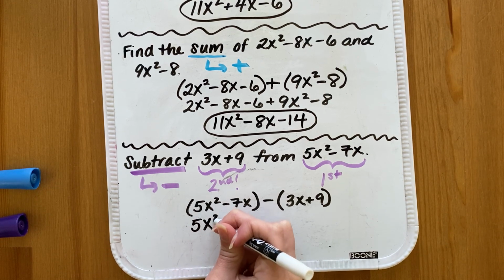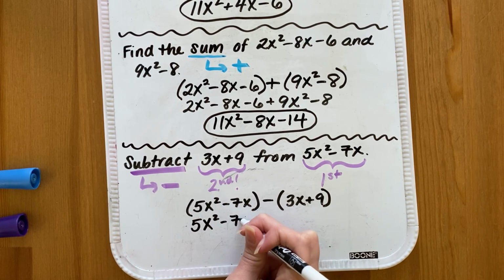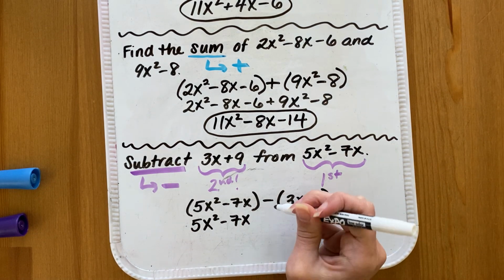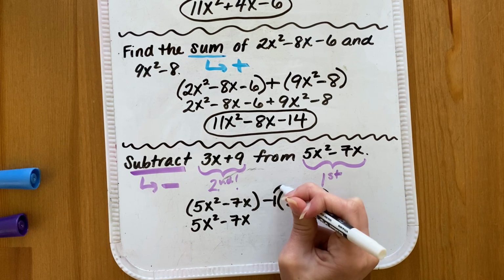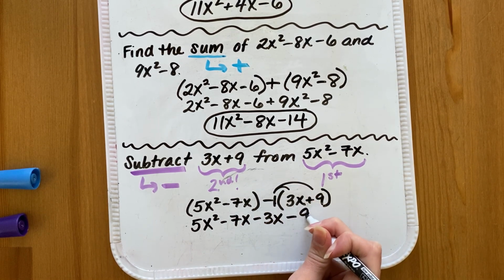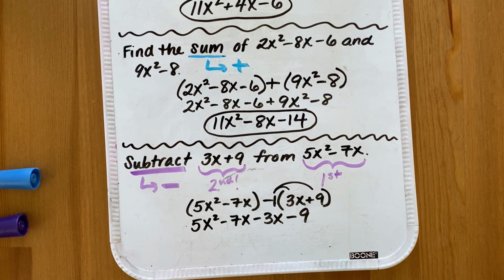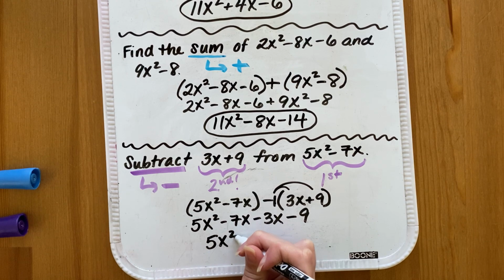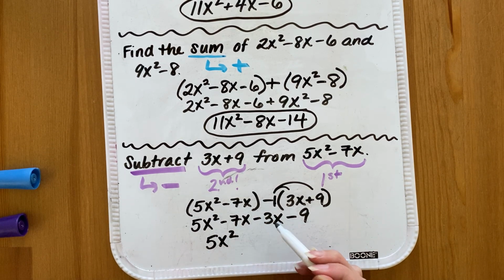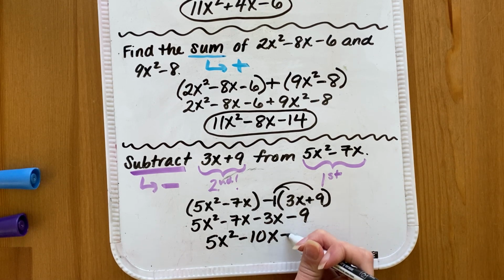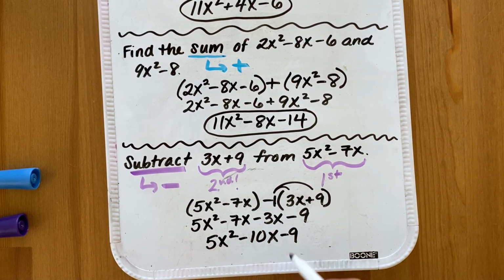All right, similar to our other subtraction example, I'm going to bring down the first polynomial. The second polynomial has that negative one that we're going to distribute. So we'll have negative 3x minus 9, just changing the signs. So it looks like 5x squared is the only x squared term. Negative 7x minus 3x will make negative 10x. And negative 9 is the only plain number, making that my final answer.